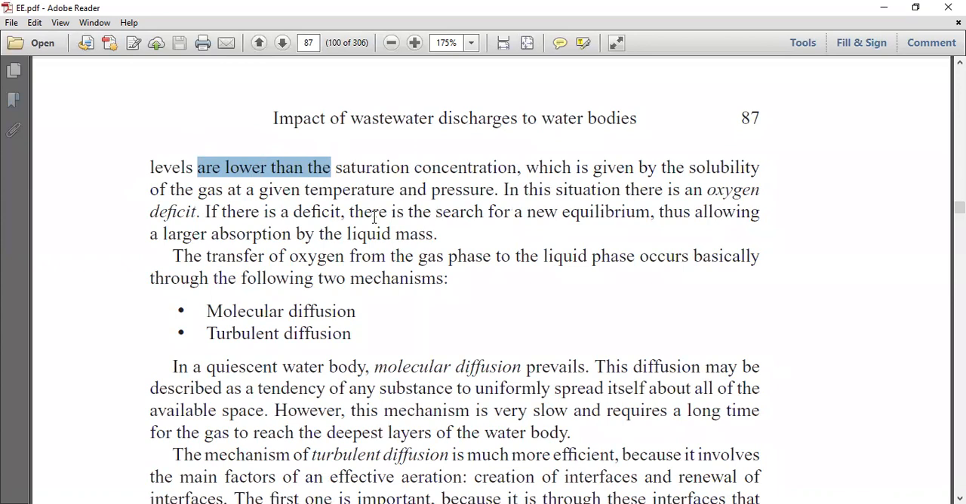If there is a deficit, there is a search for a new equilibrium, thus allowing a larger absorption by the liquid mass. The transfer of oxygen from the gas phase to the liquid phase occurs basically through two mechanisms. The first is molecular diffusion, and the second is turbulent diffusion. In a quiescent water body, molecular diffusion prevails. Diffusion may be described as a tendency of any substance to uniformly spread itself about all the available spaces. However, this mechanism is very slow and requires a long time for the gas to reach the deepest layer of the water body.